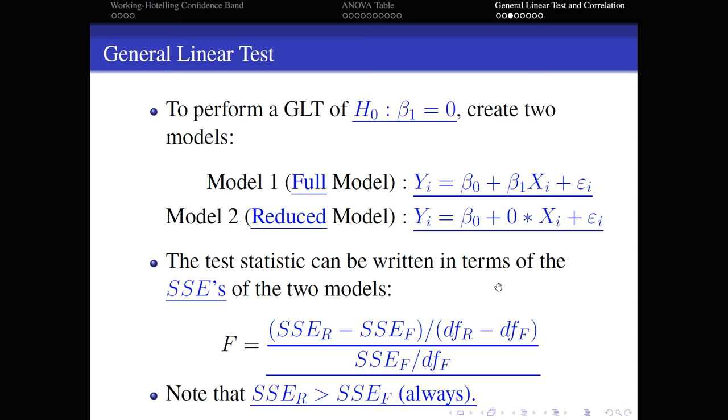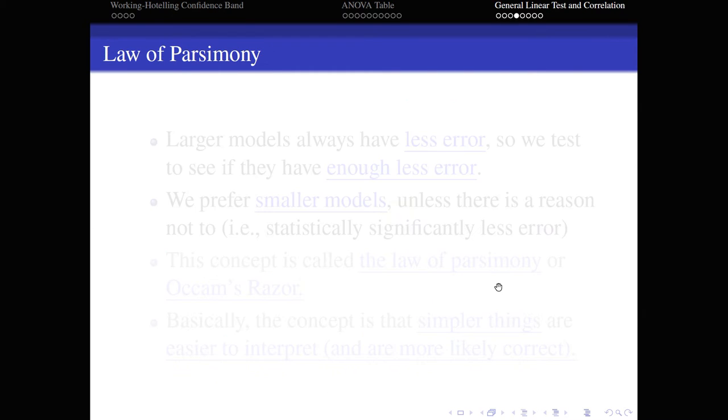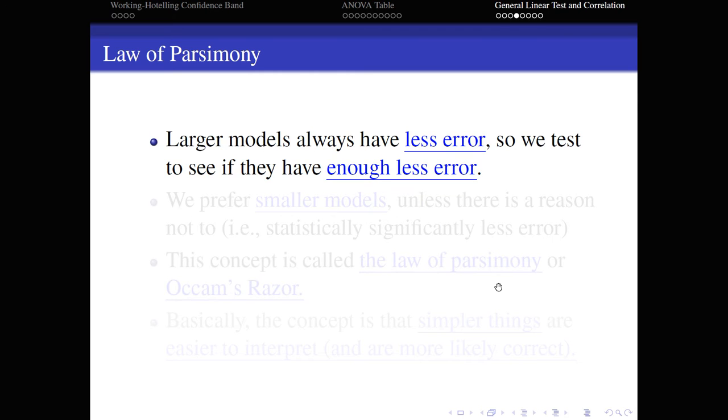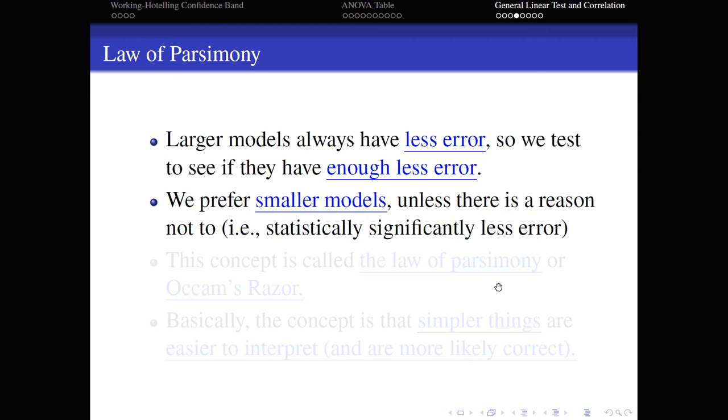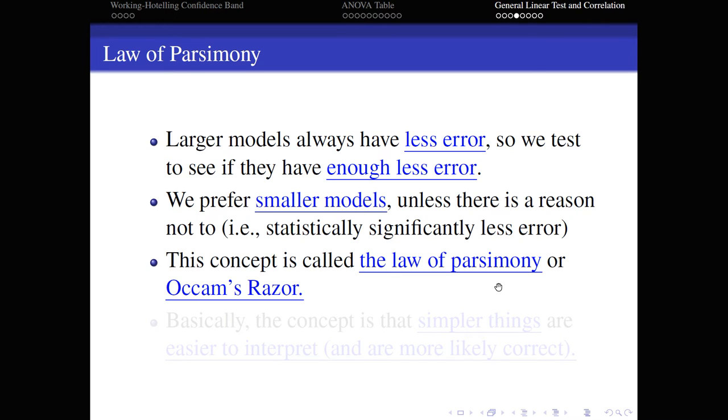The question with the general linear f-test is, did you take enough error away for this to be considered statistically significant? Now, again, we're testing if you have enough less error. We prefer smaller models. So unless there's a reason to have that extra variable in there, that is, unless you've dropped the error a meaningful amount, then we're going to stick with the smaller model. So if adding a slope parameter only drops the error a little bit, not statistically significant, then we're going to leave it out because smaller models tend to be better.